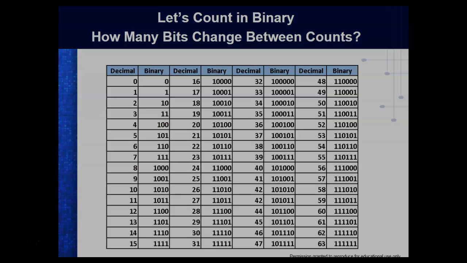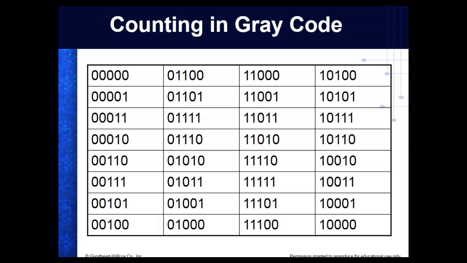If we look at counting in gray code, this is not weighted, this is a code. This would represent a count of decimal 1, this would be 2, this would be 3, this would be 4, 5, 6, 7, 8. They are not weighted anymore.